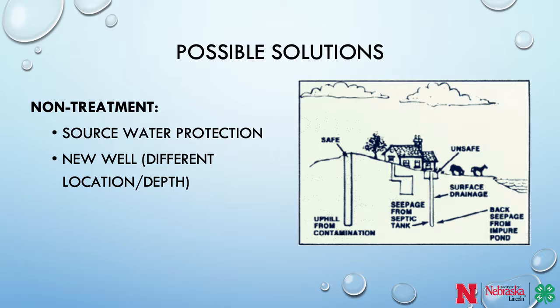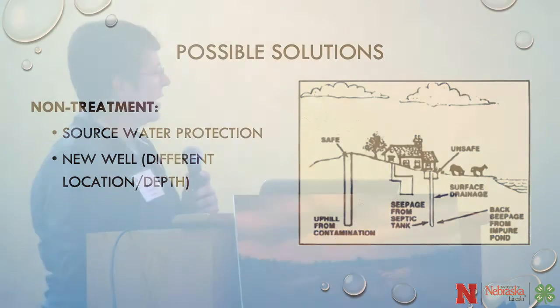Possible solutions. Well, first off is your non-treatment. You've got your source water protection and the possibility of drilling a new well in a different location, possibly a deeper well. First and foremost, you always want your drinking water source to be uphill from your contamination. Keep it away from livestock area containment facilities, any septic systems, and such like that.